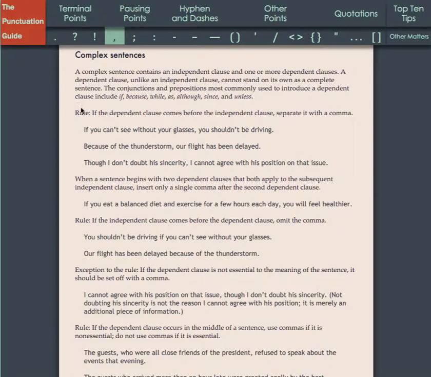And so there's a rule they offer you. If the dependent clause comes before the independent clause, separate it with a comma. You could turn these sentences around really easily. You shouldn't be driving if you cannot see without your glasses, or our flight has been delayed because of the thunderstorm.